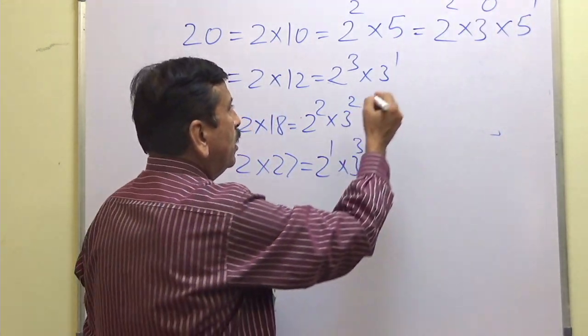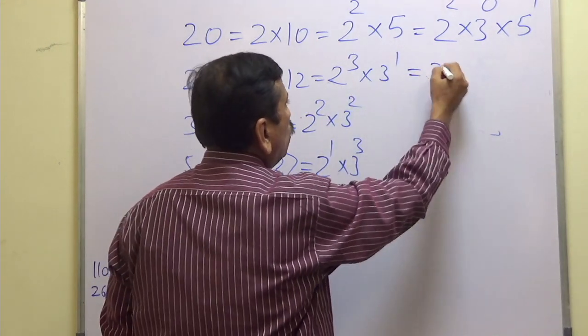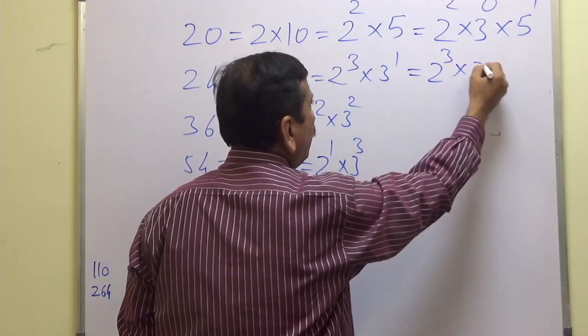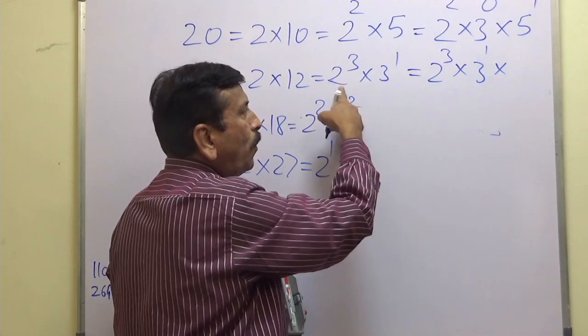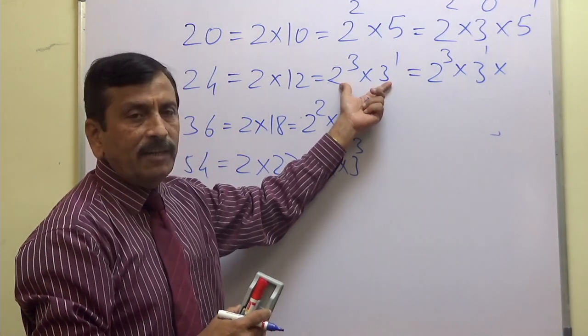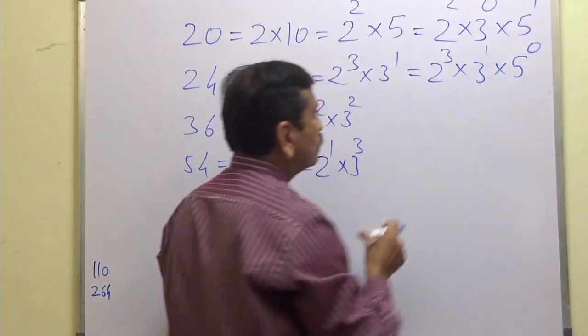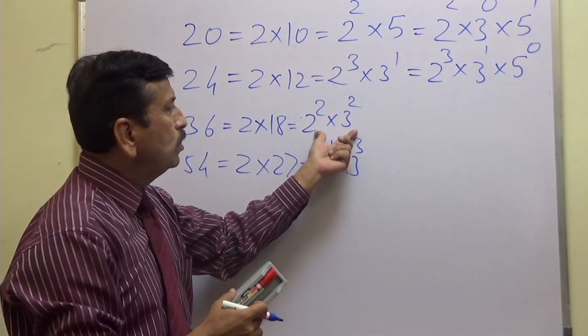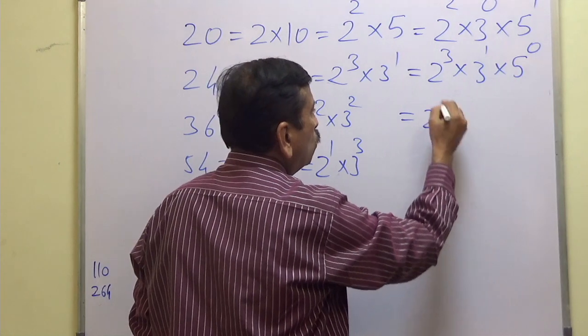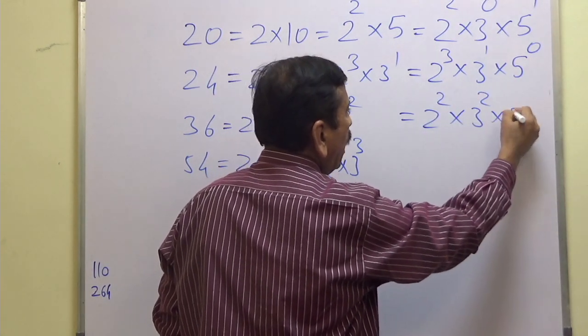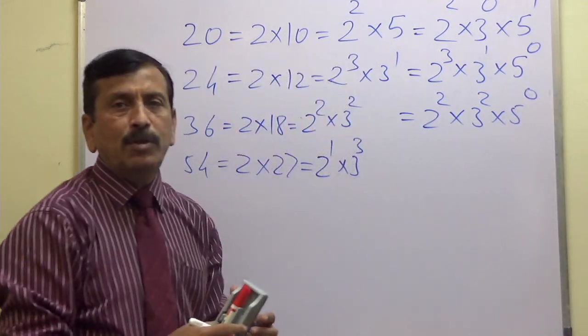Can I handle the others similarly? Look here: 2 to the power 3, 3 to the power 1. Here there is no factor 5, so I multiply by 5 raised to 0. Next, 2 to the power 2, 3 to the power 2, and 5 doesn't appear here, so 5 raised to 0.